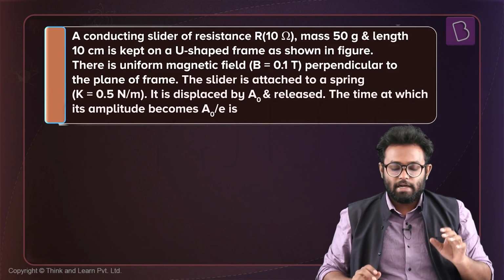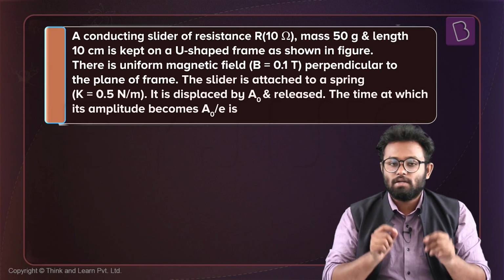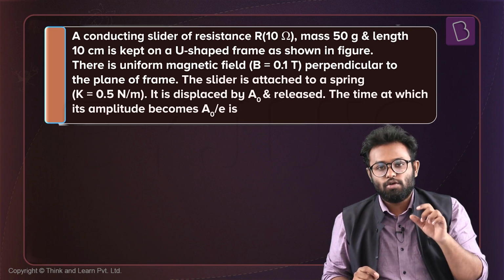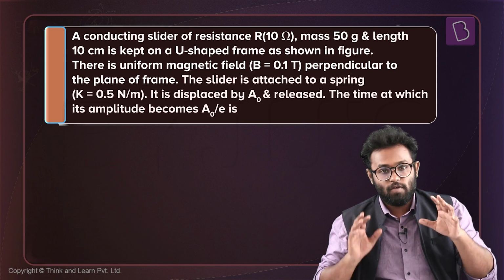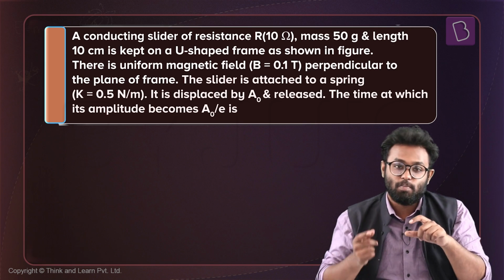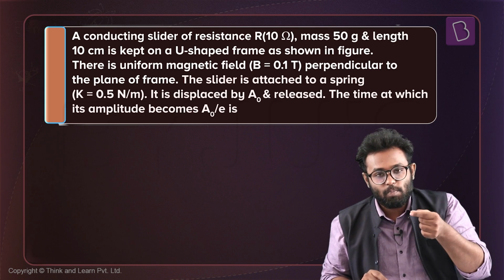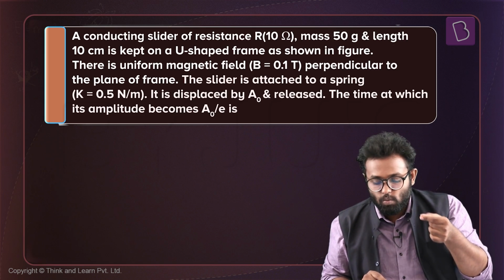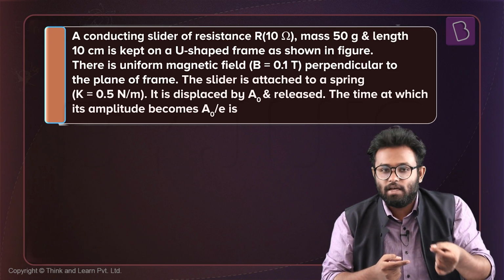So in this problem, there's a conducting slider and the resistance of that is given to you as 10 ohms and the mass is 50 grams and the length is 10 centimeter. And it is kept on a U-shaped frame like that. And there's a uniform magnetic field as well, which is perpendicular to this frame, and the slider is attached to a spring also. The spring constant is given, and when the spring is displaced by A naught and released, at what time will its amplitude become A naught by e?